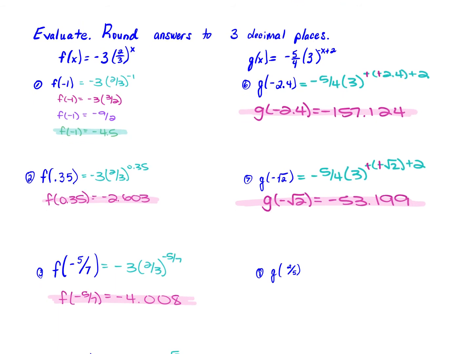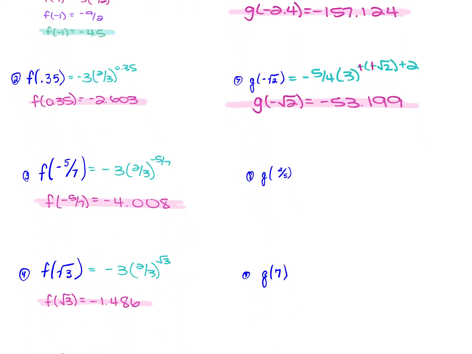For number 8, we have g of 2/5. So this is going to give us -5/4 times 3 to the power of -2/5 plus 2. So if we use our calculator, we have -5/4 times 3 to the power of -2 over 5 plus 2. And this gives us negative 7.249.